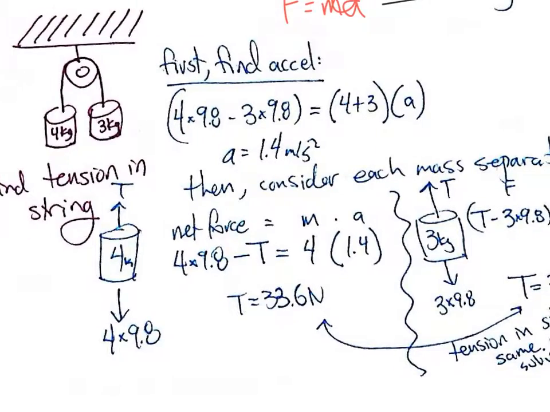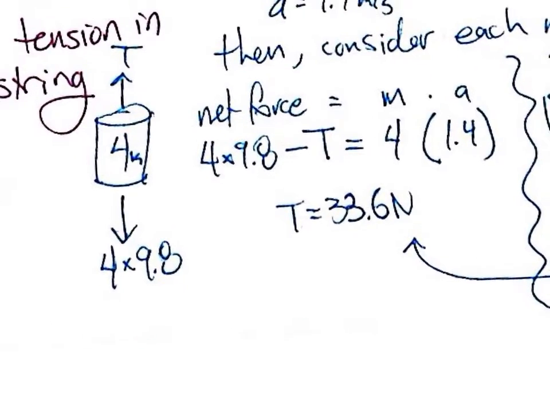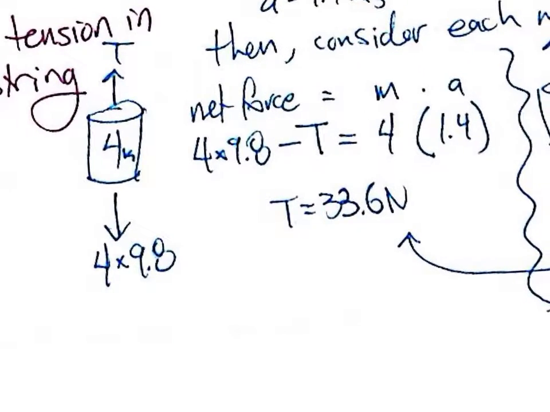So I say then consider each separately. Over here I'm looking at the 4 kilogram mass. Oh, it is drawn. Nice notes. Okay, so here's the 4 kilogram mass, and we know that the force downward is its weight. This is mg, and we know the force upward is the tension, and the acceleration, that's not a force, that's the acceleration. The acceleration was 1.4 meters per second squared.